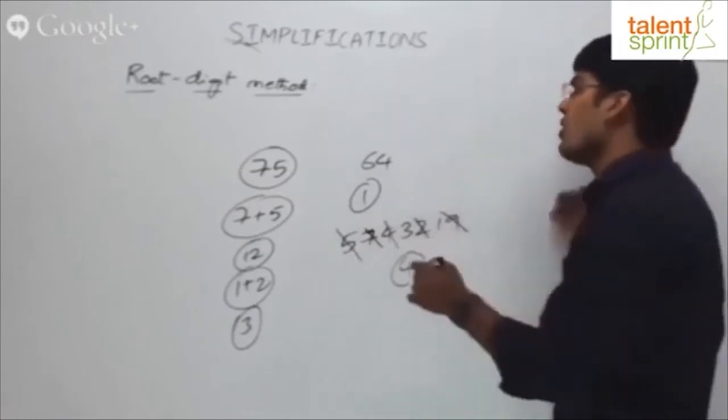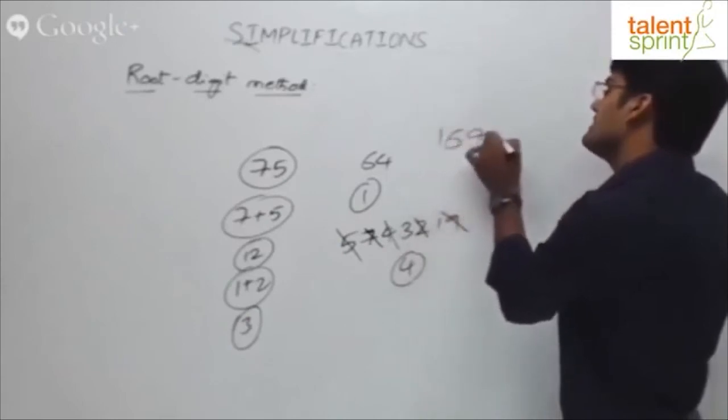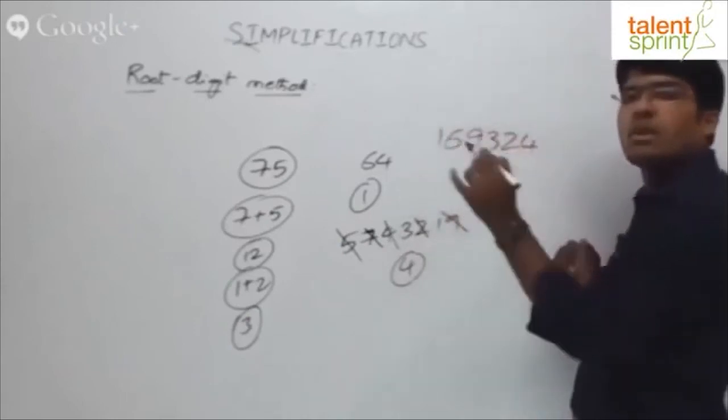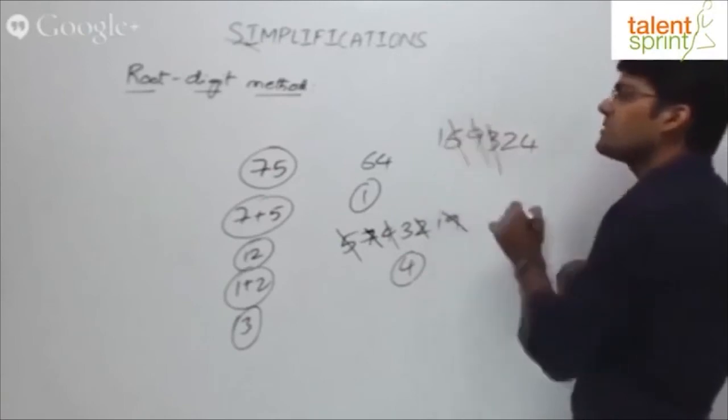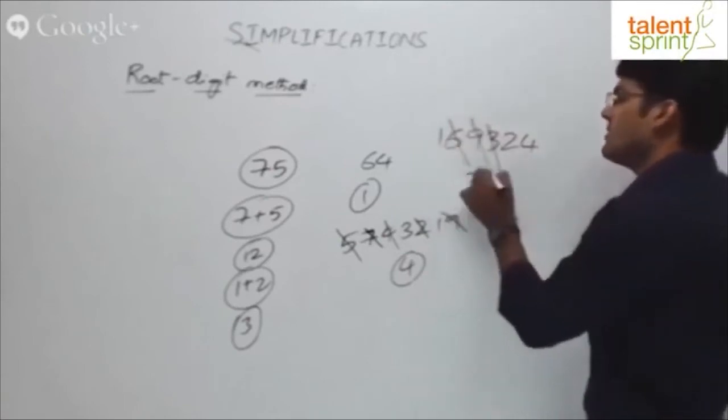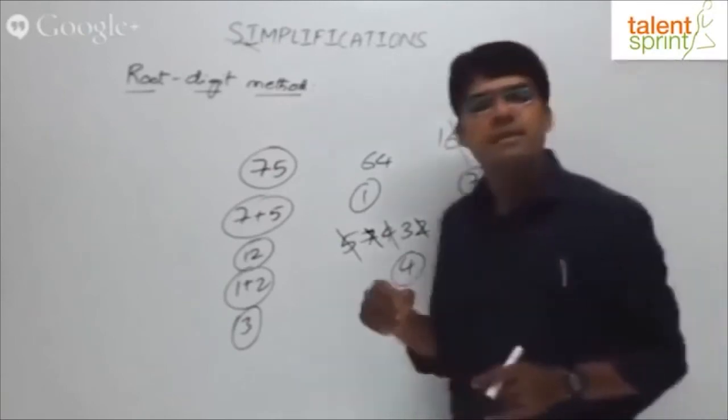For example, now if I ask you, what is the root digit of 169324? Don't add all of them. 6 and 3 is gone, 9 is gone. 2 plus 4, 6. 6 plus 1, 7. The root digit here is 7. So this is what is basically meant by root digit.